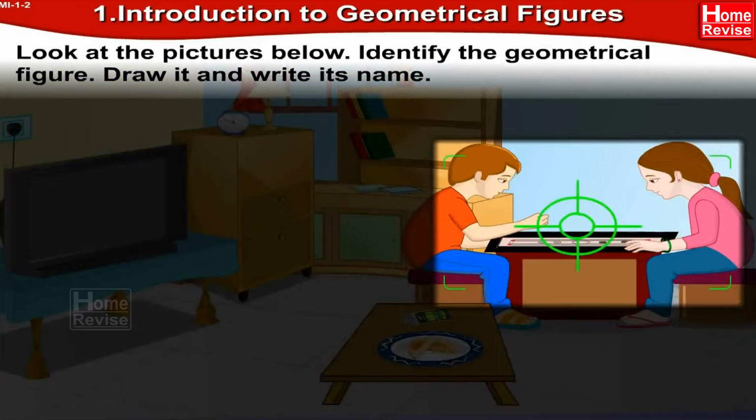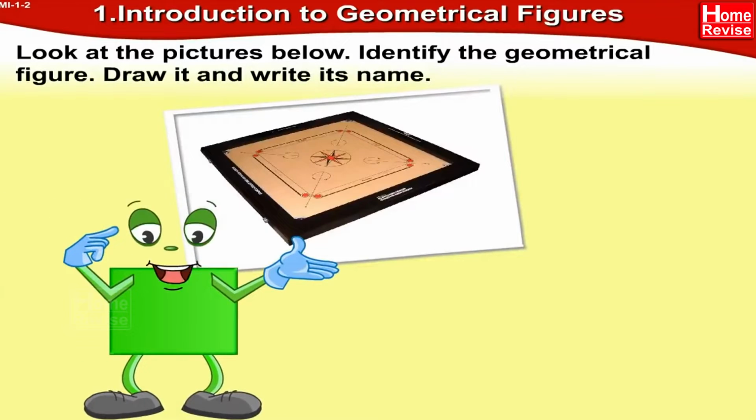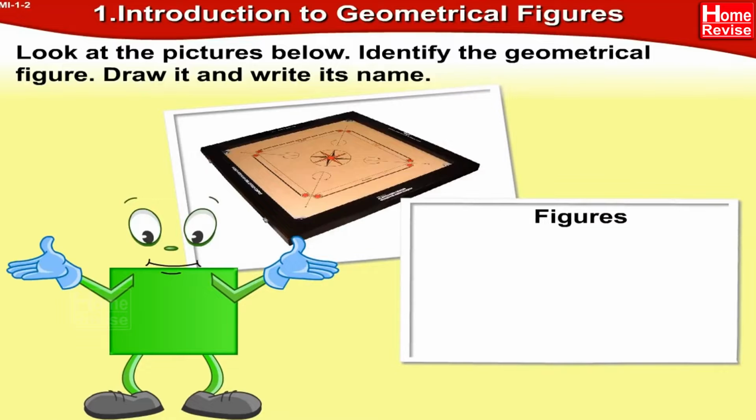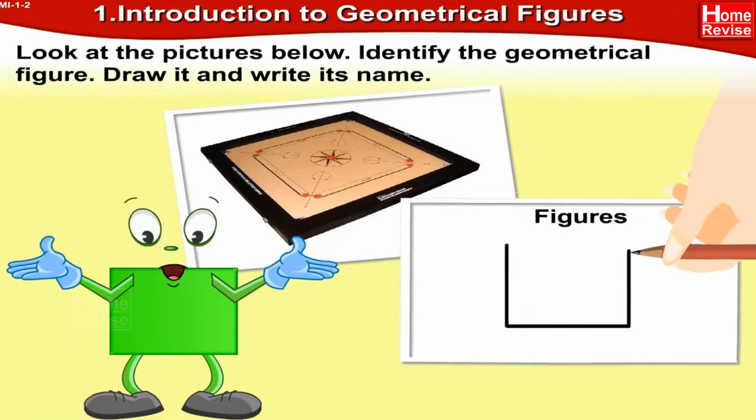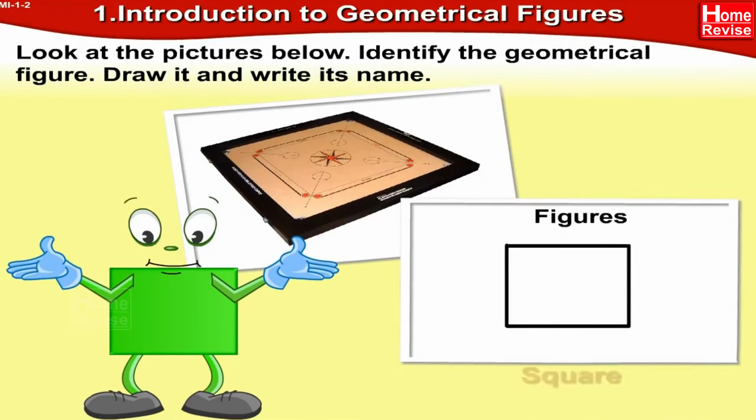Now this is a carom board. The carom board has square as its geometrical figure. So we will draw a square over here. And name of the figure is square.